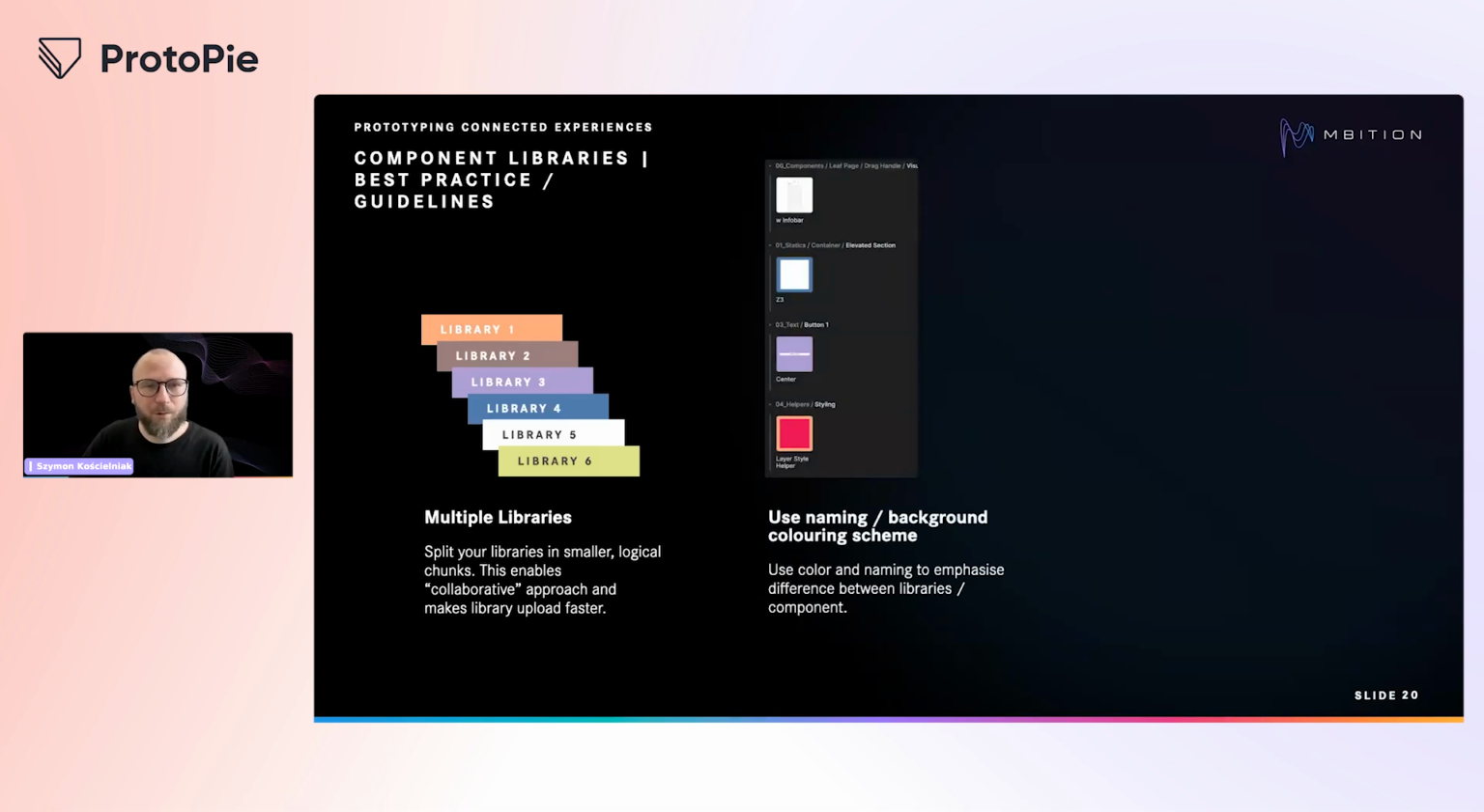For those multiple libraries, we have specific naming and color coding. So whenever a user uses a specific component from a specific library, he can right away see that the name is beginning with that, and then the background is this, so it's for sure from, I don't know, the icons library.